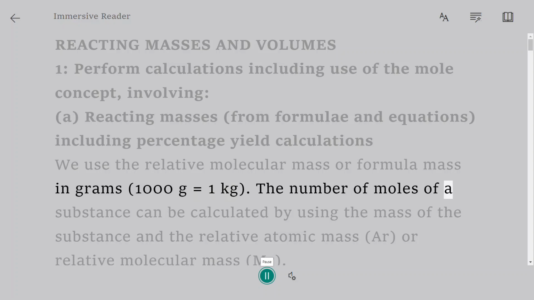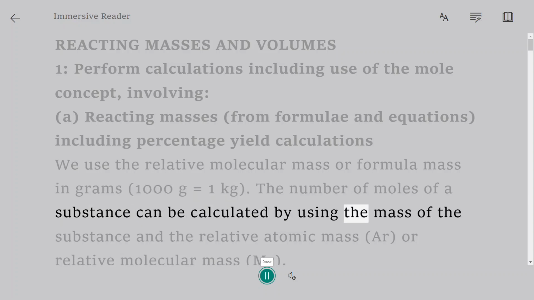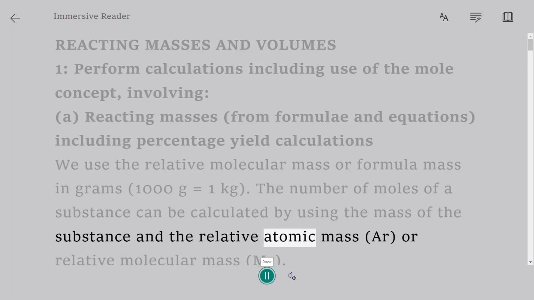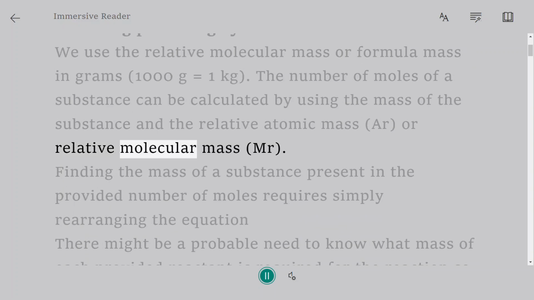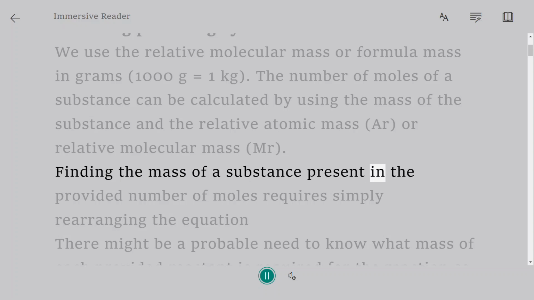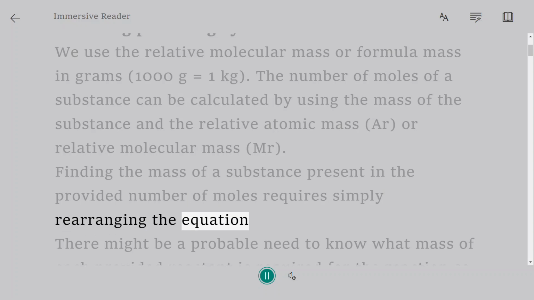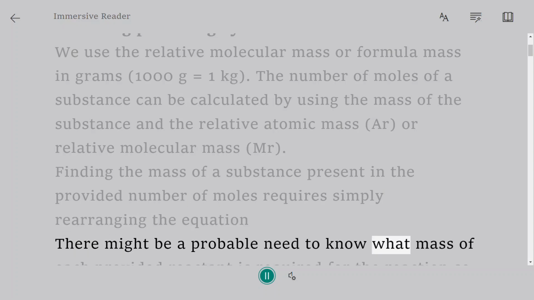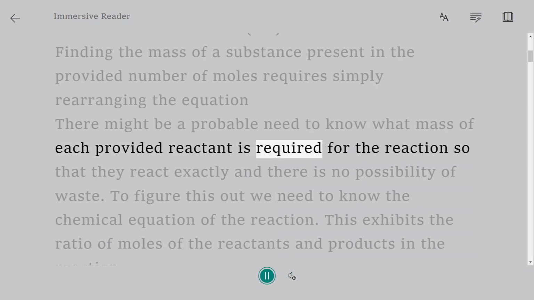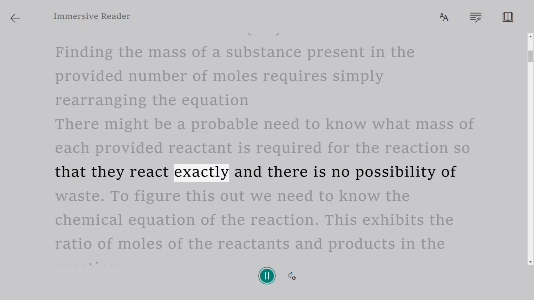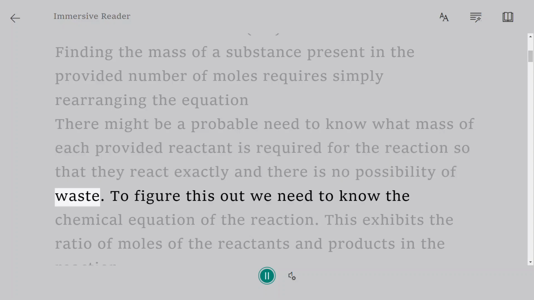The number of moles of a substance can be calculated by using the mass of the substance and the relative atomic mass, Ar, or relative molecular mass, Mr. Finding the mass of a substance present in the provided number of moles requires simply rearranging the equation. There might be a need to know what mass of each provided reactant is required for the reaction so that they react exactly and there is no possibility of waste.